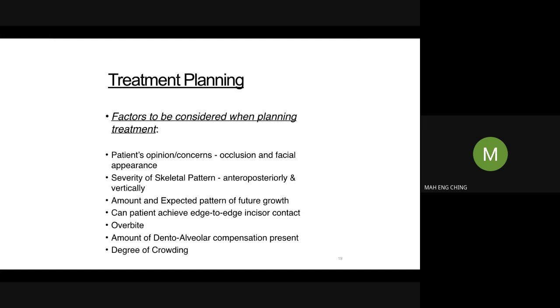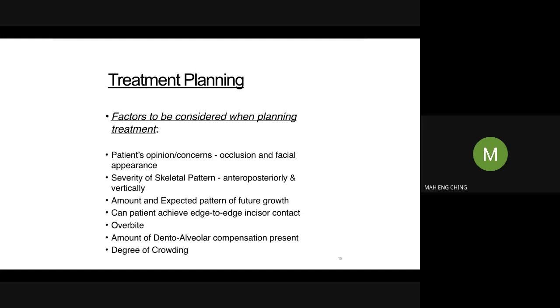Means the lower jaw or lower face is a bit longer than the upper face. Then the amount and expected pattern of the future growth. Sometimes if the jaw is still growing, then maybe we can do more with braces. We can restrict the mandibular growth, and maybe we can promote the upper maxilla growth. Sometimes we can use some headgear, reversible headgear, to bring the maxilla forward, and at the same time restrict the mandibular growth when the patient is still growing.